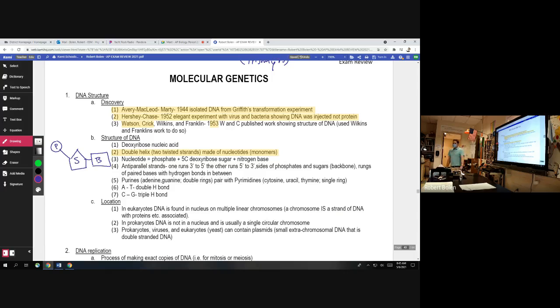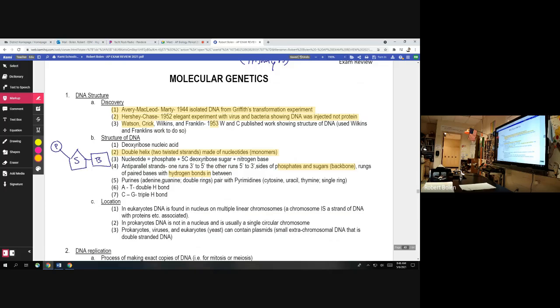The strands are anti-parallel. I talked about that last week. One side runs 3' to 5', the other runs 5' to 3'. They're opposite each other. The whole purpose of that is so that you can get the bases to pair up with each other. Remember, the bases form the rungs of a ladder, and the phosphates and sugars are the backbone. It's this sugar-phosphate backbone that makes it really stable. And then the bases pair up with hydrogen bonds.